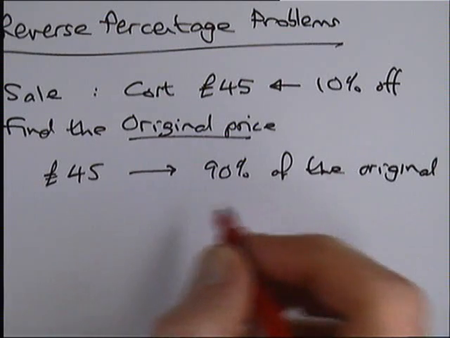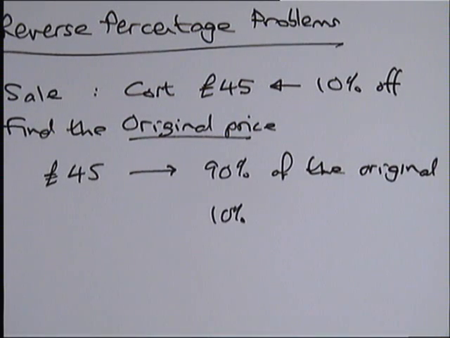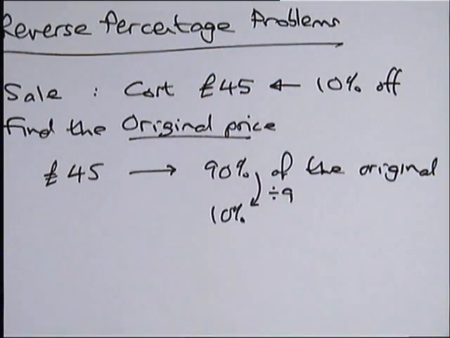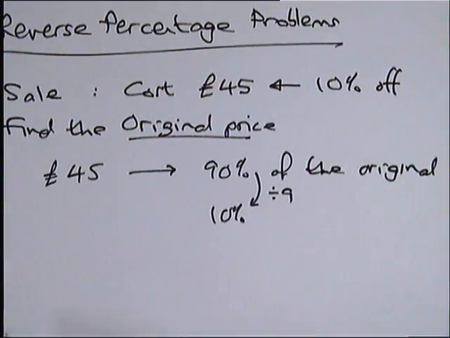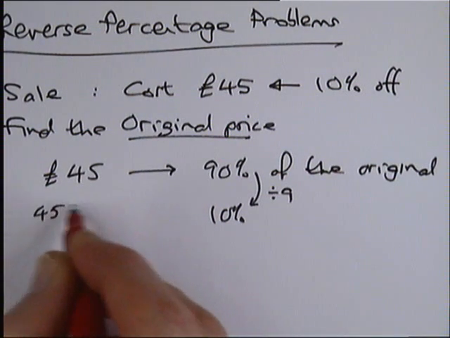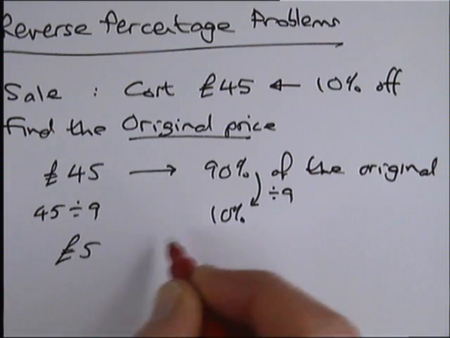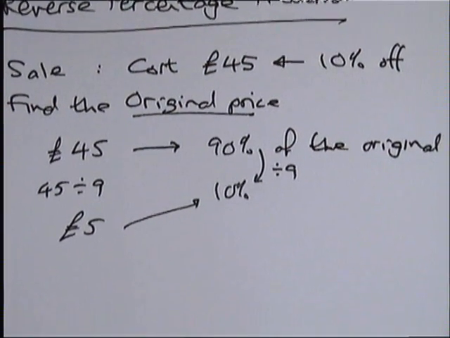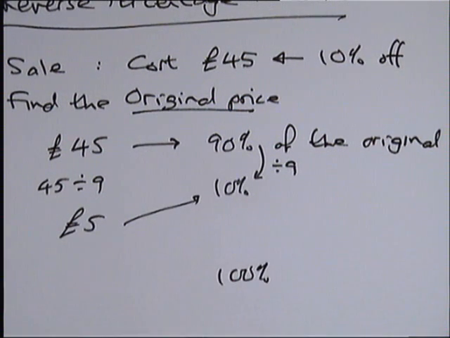Well, easiest thing to do here is to find what 10% is first of all. Because how do you get from 90 down to 10? Easy. You just divide by 9. So if you divide by 9 over here, you need to do the same thing over here. So if I do 45 divided by 9, I get 5. So £5 is 10%.